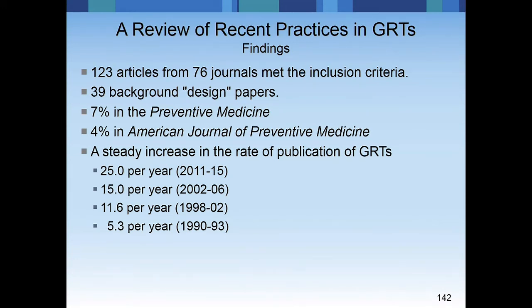In the original review published in the early 90s, there were 5 articles published per year using group randomized trial designs. In this most recent period, it had quintupled to 25 per year.